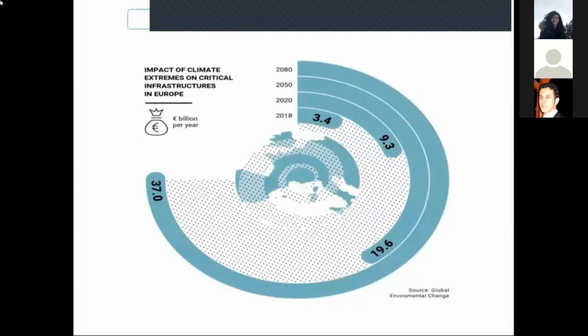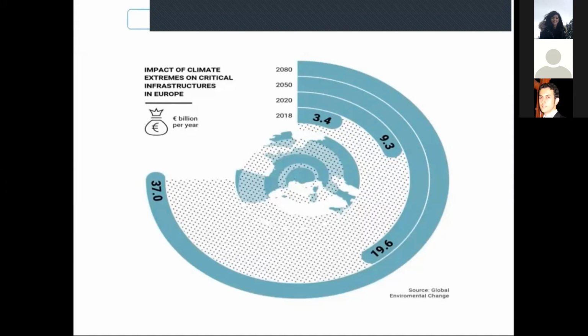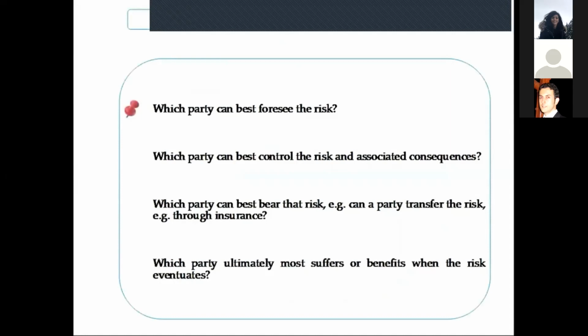Impact of climate extremes on critical infrastructure in Europe is estimated with a significant increasing trend. This figure shows the cost of extreme climate events on critical infrastructure up to 2018 in terms of billion euros per year. We can see here the highly increasing cost of extreme events which critical infrastructure faces. So we must allocate the risks, but how?